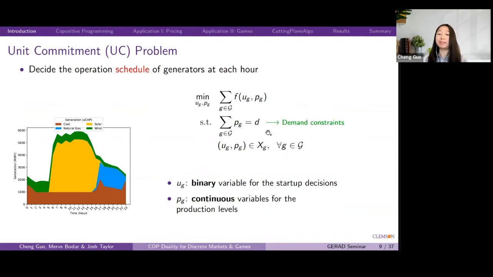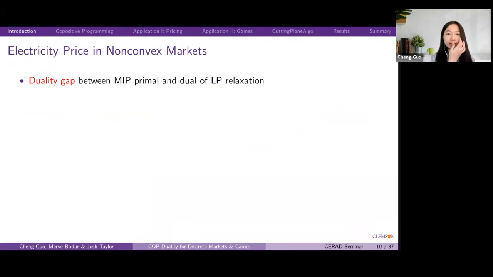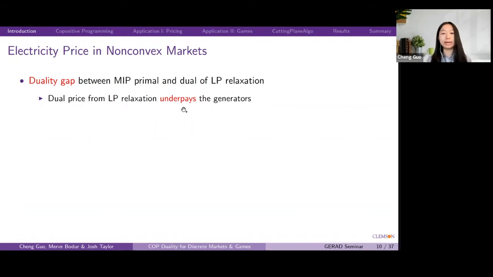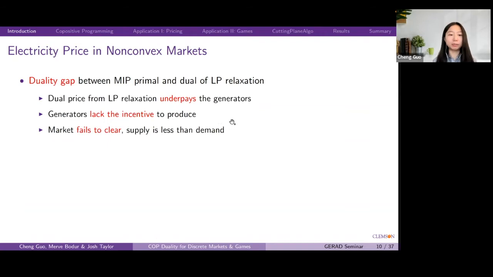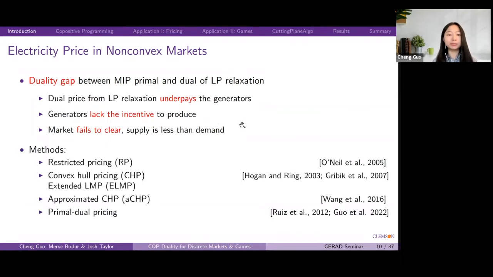In an ideal world, if we had a linear program, then we could get the optimal shadow price, or the market equilibrium price, from the demand constraint here. However, because we have binary variables, we have a non-convex problem, so we don't have a duality. Someone might want to just relax those binary variables, get a linear programming relaxation, and get the dual price. However, as I think many of you know, there is usually a duality gap between the mixed integer primal and the LP dual problem. As a result, if we do use the LP dual, then we could underpay the generators, and again, we have the incentive problem. And we might have undersupply, which we don't want.